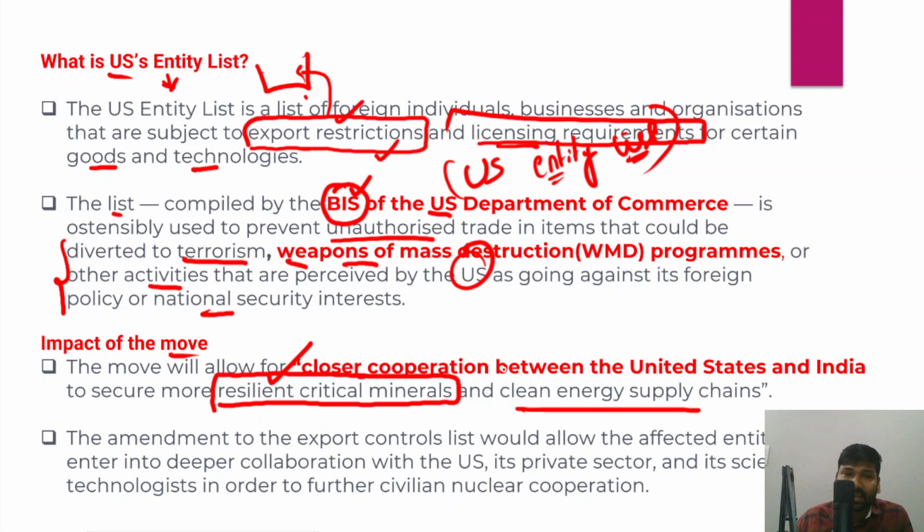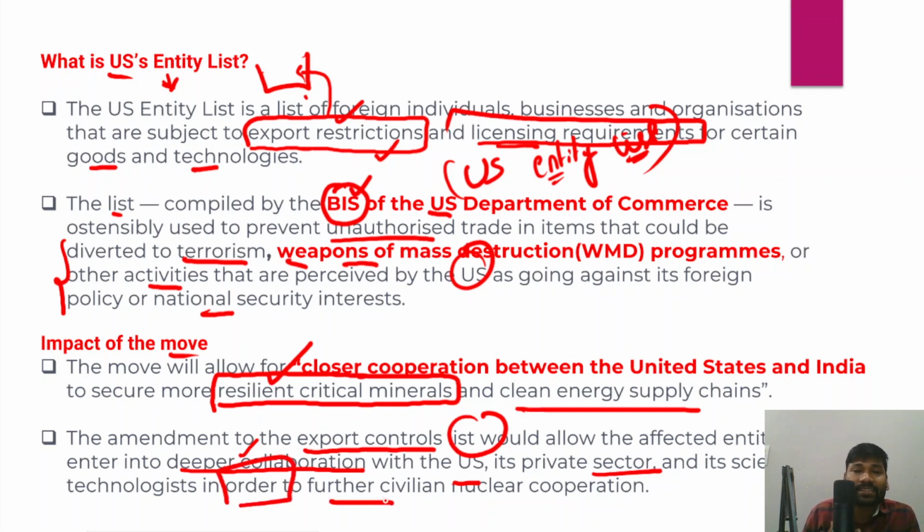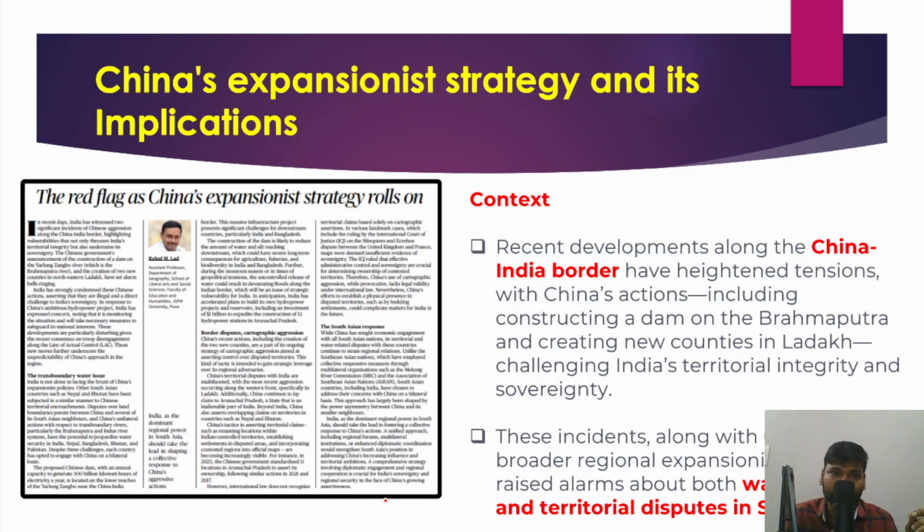closely in this arena, and the amendment to the export controls list would allow the affected entities to enter into deeper collaboration. So all these three entities would enter into deeper collaboration with the US, its private sector, its scientists and technologies, in order to further enhance civilian nuclear cooperation between Indian entities as well as US entities, right? So I hope you have understood this.